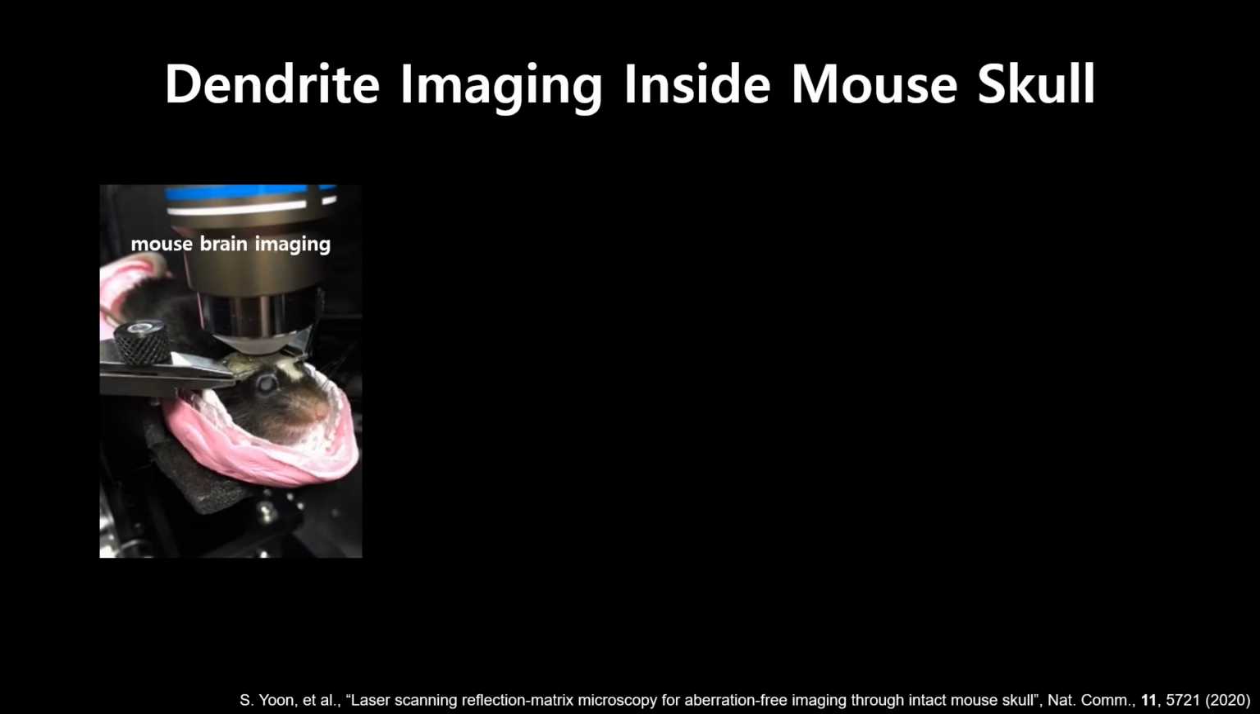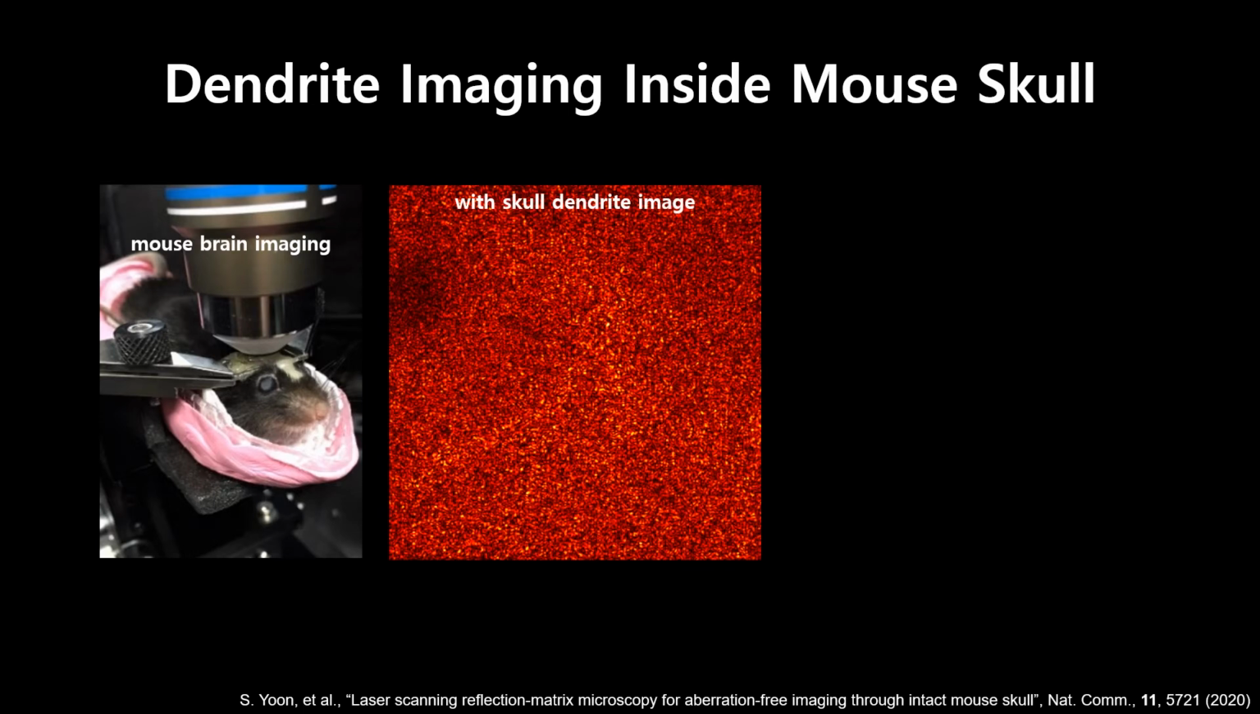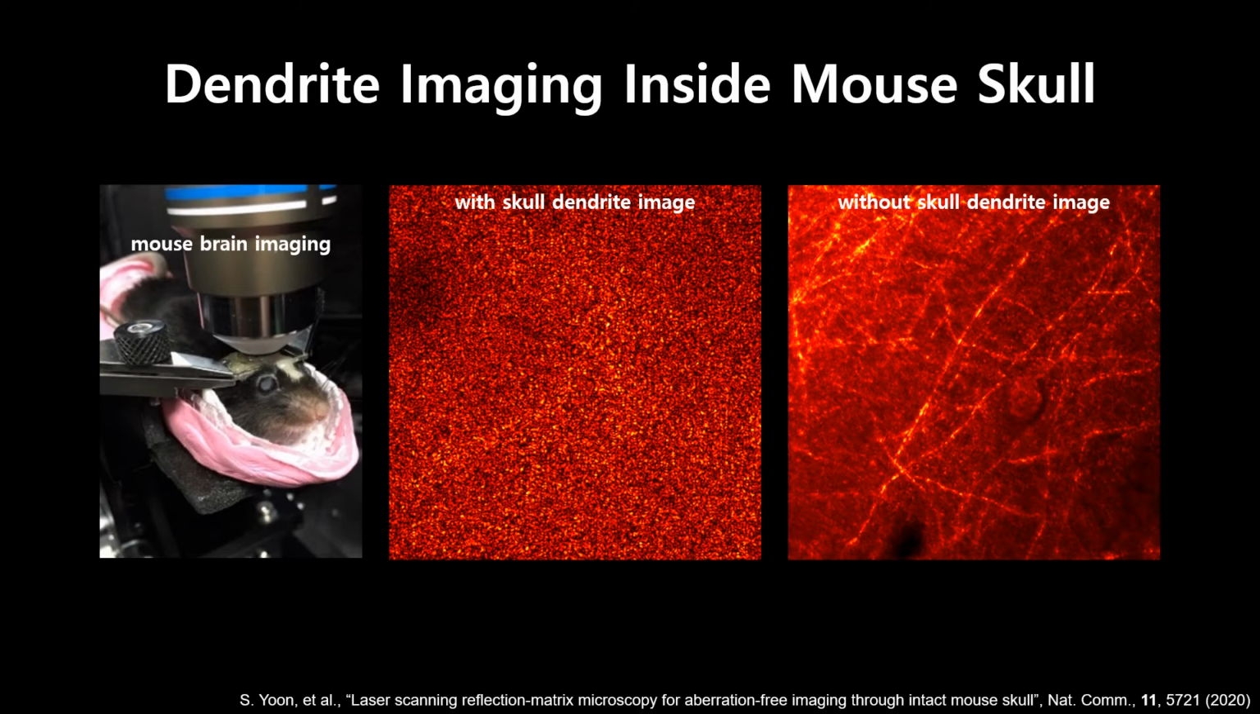Mouse skulls show very severe scattering and aberrations, so if you take a picture through the skull with a regular light microscope, you won't be able to see anything like the image in the middle. If you want to take a clear myelination image of neurons as shown in the image on the right, you have to remove the skull and take a picture with a conventional microscope. A microscope designed to compensate for image degradation caused by aberration and scattering is the reflection matrix microscope.